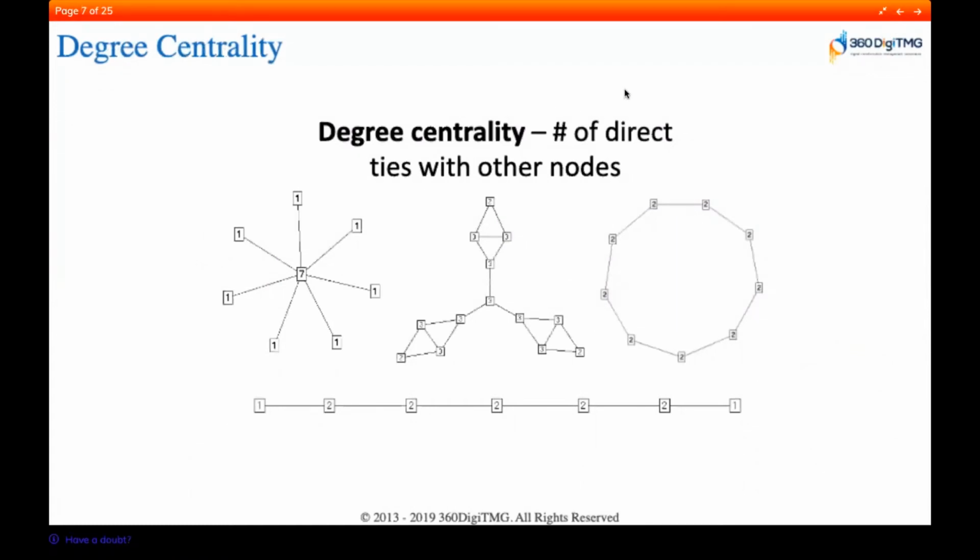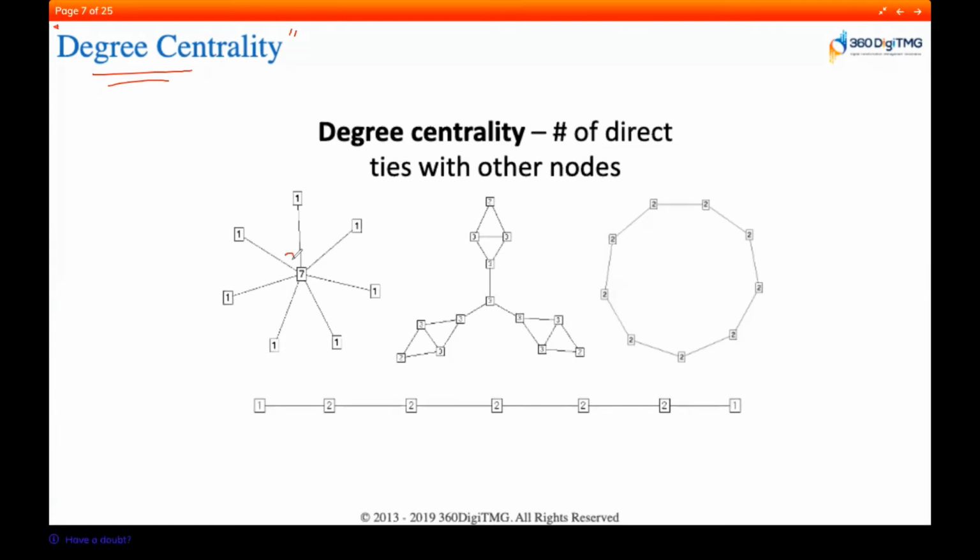And how do you analyze the parameters of this? The first and foremost parameter is called degree of centrality, or degree centrality. This is one of the parameters to calculate weight per node. Let's say this is the weight.